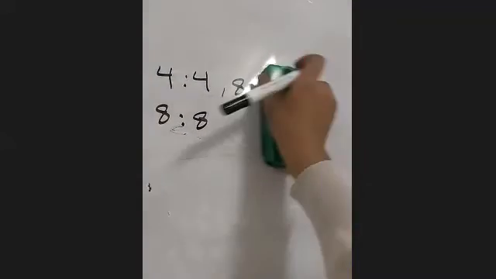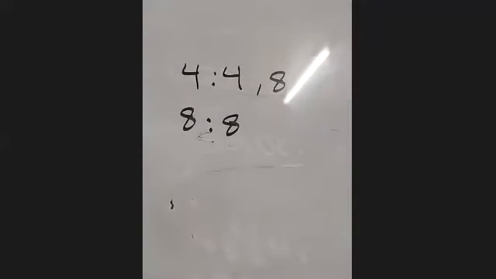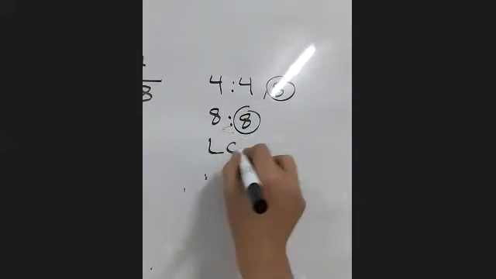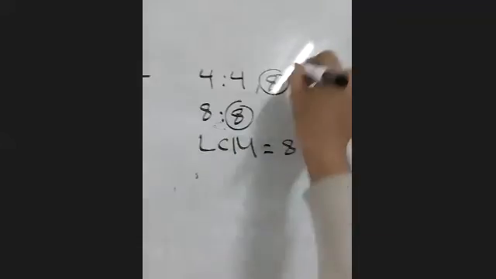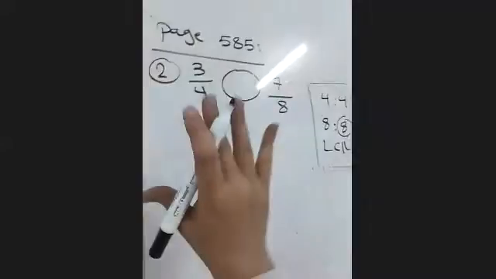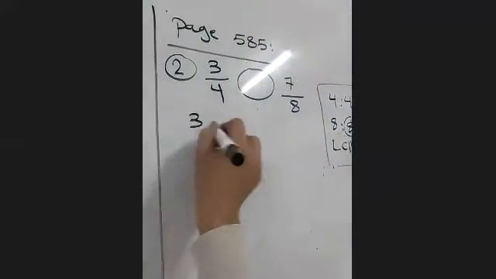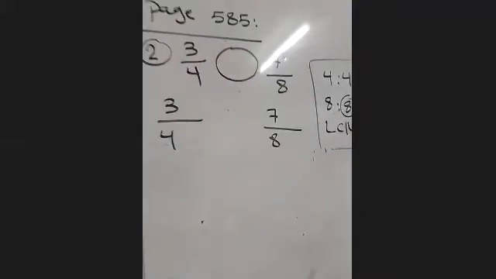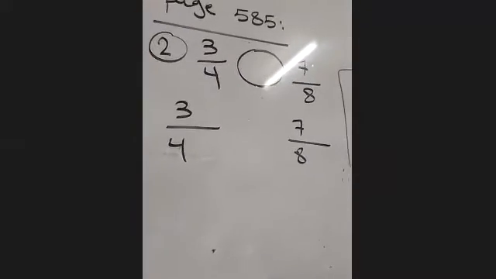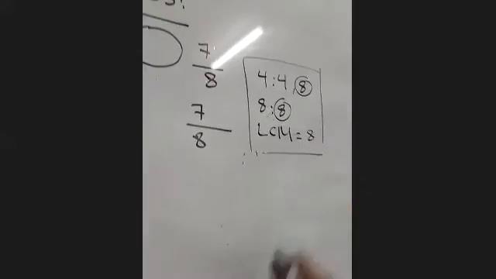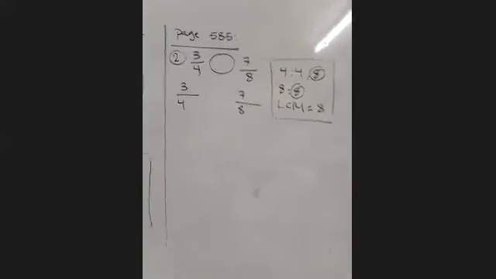Got it? Got it. See? It's easy. So what's the least common multiple of 4 and 8? 8. Now I will go back to my fractions here. I will rewrite them under each one, okay? Now I will ask myself a question. How does the 4 become 8, the least common multiple? We multiply it by 2, up and down.